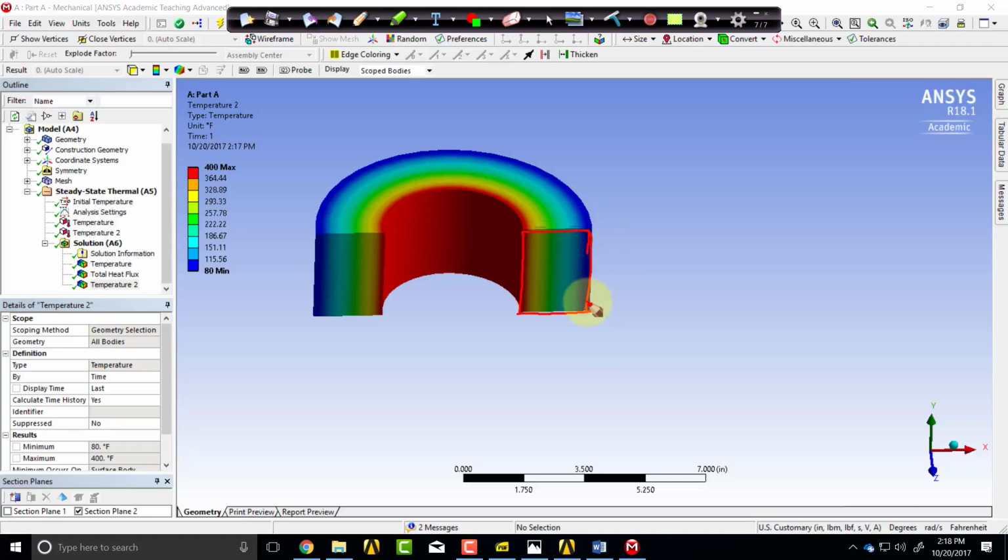And once I know what's happening in this section, I know what's happening in any section. For instance, if I look at this section, this variation is the same as this. It's only flipped about the axis.